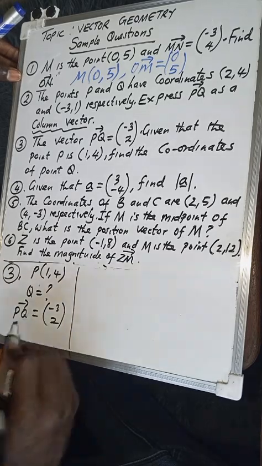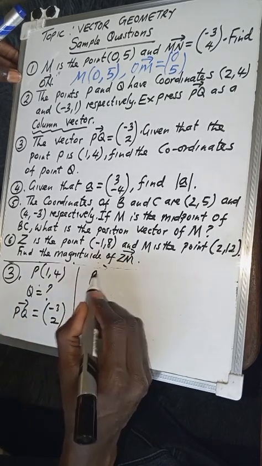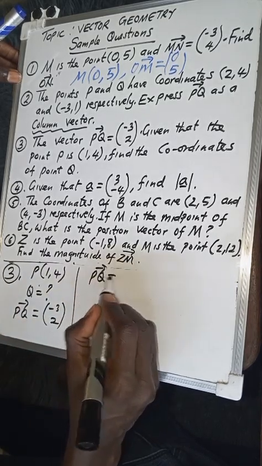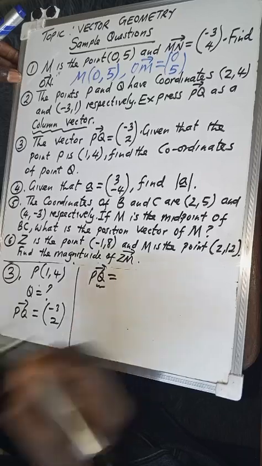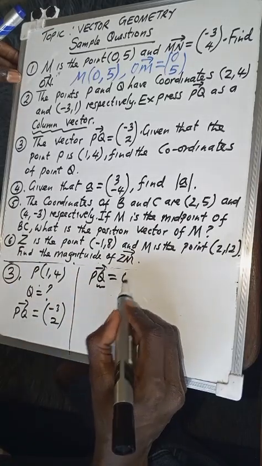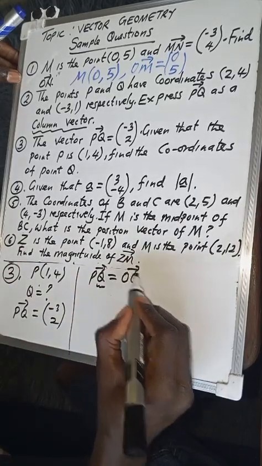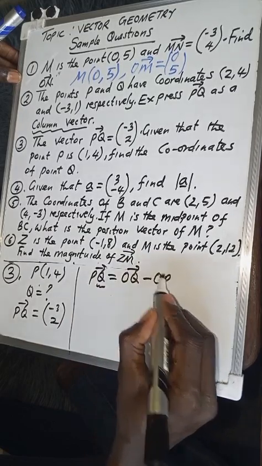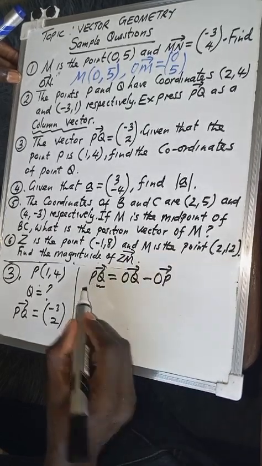So what do you need to do? Well, go back to PQ. How do I get PQ? That's the question you need to ask yourself. Start with that one. It will be OQ from the origin minus OP. That is going to be negative.